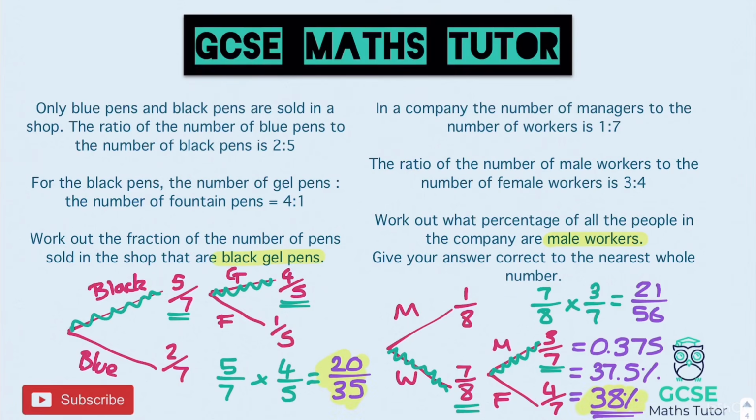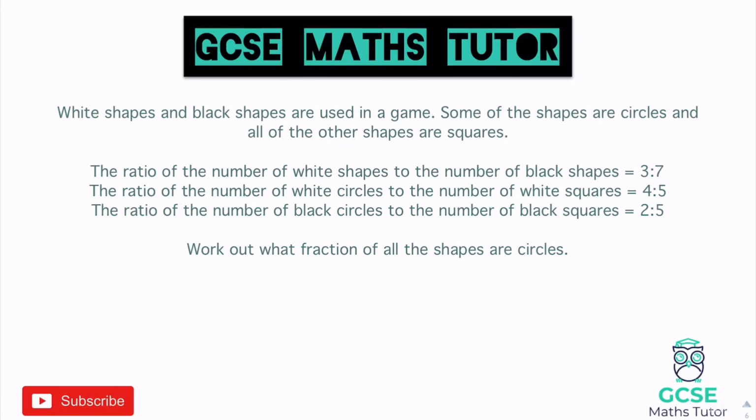Right, okay, so that's how we're going to approach these questions. Now we're going to have a look at something slightly trickier, where we've got some information about both sets of branches after the first one. Okay, so let's have a look at one of those now. Right, okay, so we've got a lot of words and a lot of information on this question, so I'm going to have a go at doing this one with you. Then I've got one for you to have a go at, and then one final question to finish on. So it says white shapes and black shapes are used in a game.